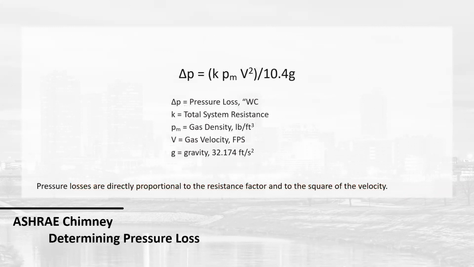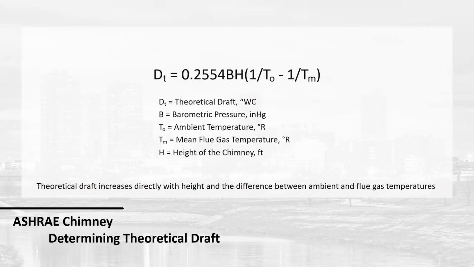We also need to determine pressure loss through the system. It's a whole bunch of letters, numbers, and symbols that tell you what the pressure loss through that system is. Then we also have to determine theoretical draft. Theoretical draft is determined by two things. One, the height of your stack, and then the second is the delta between ambient and fluid temperature. The greater that delta is, the more theoretical natural lift you're going to get. Also, the taller your stack is, the more natural lift you're going to get.